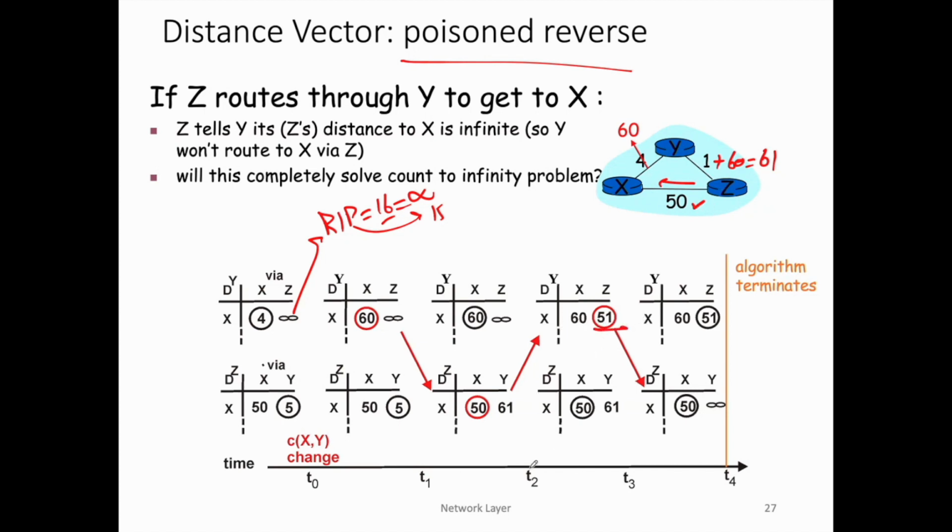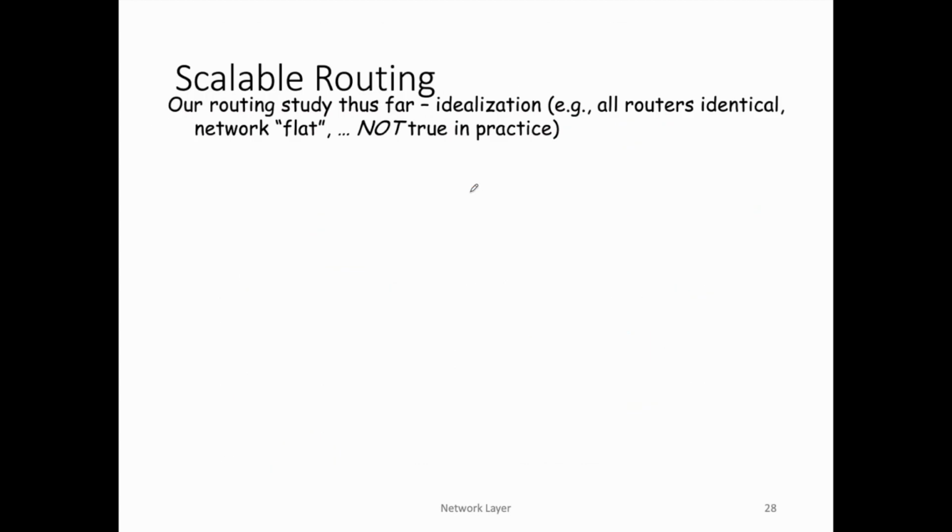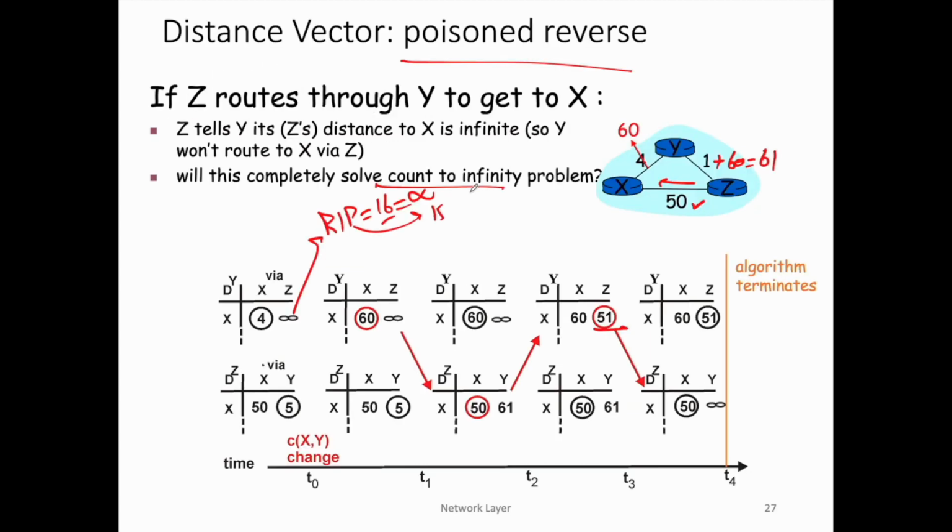So you can see, after 3 iterations, the algorithm will terminate and converge if we poison the reverse path. Otherwise, because of the loop here, we had the count to infinity problem, where we have to do a lot of iterations in order to have the algorithm in a stable state.